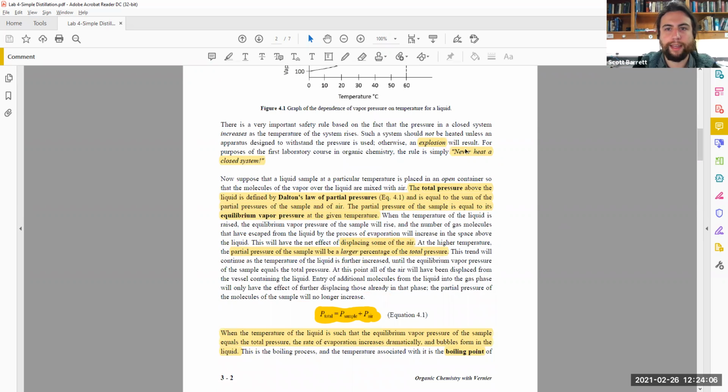And one thing is that you will never want to heat a closed system because you can have either an implosion or explosion, depending on if you're reducing the pressure, or if you just have a container and you heat it up too much, then your glassware could possibly explode.